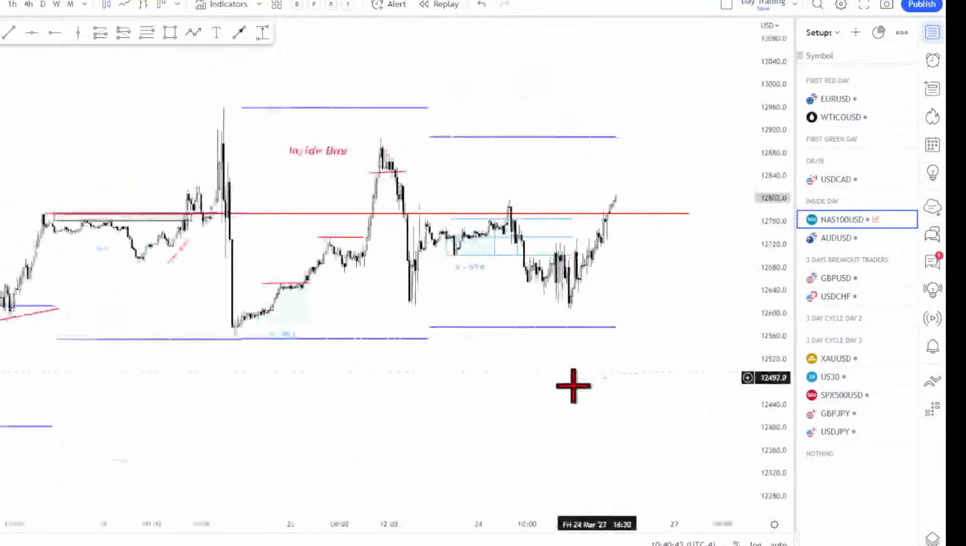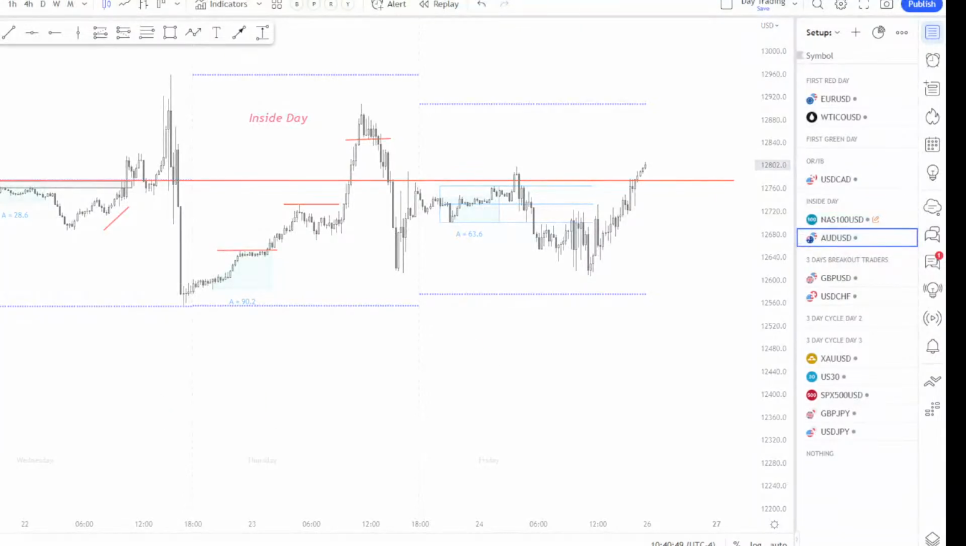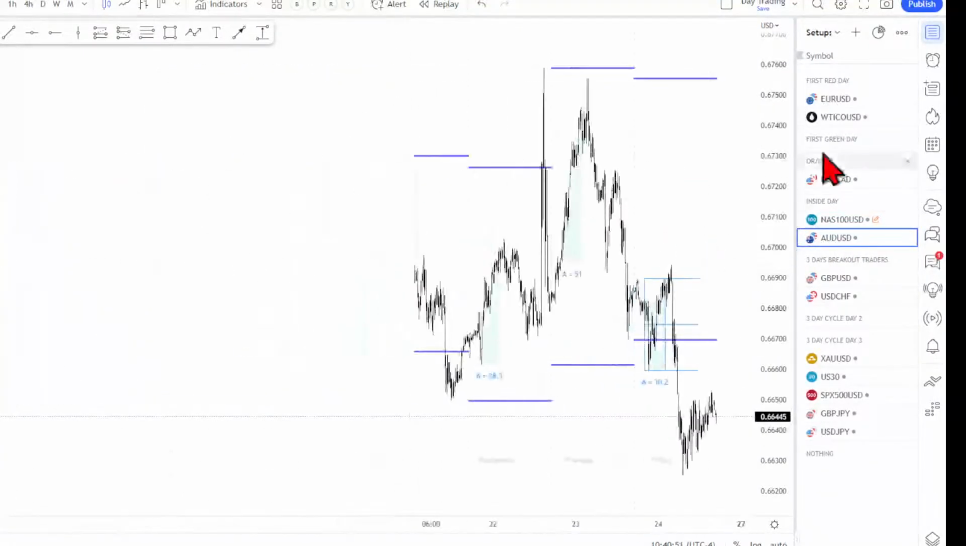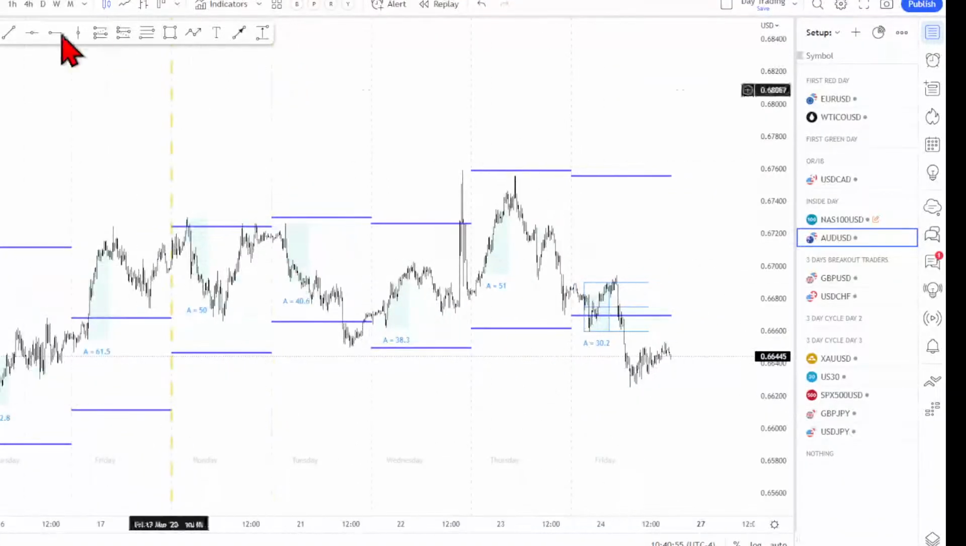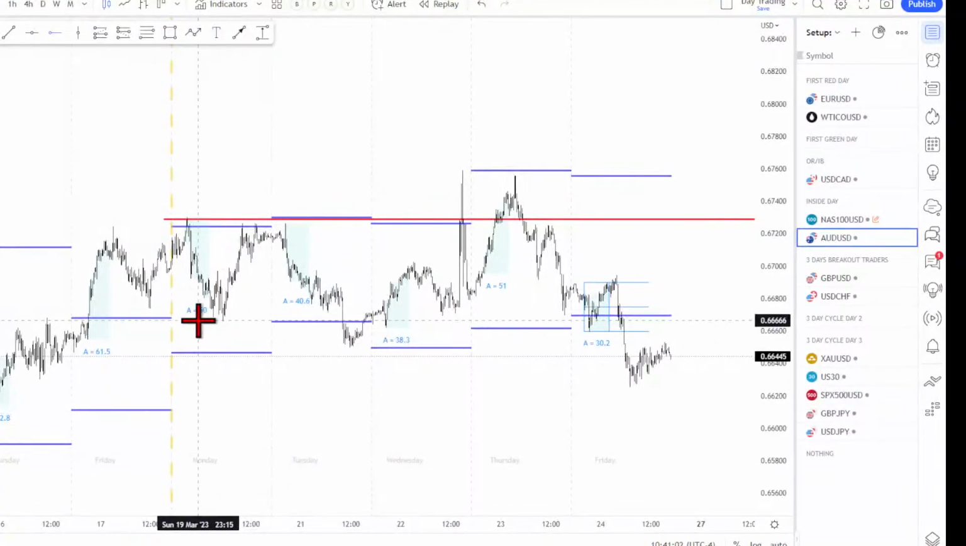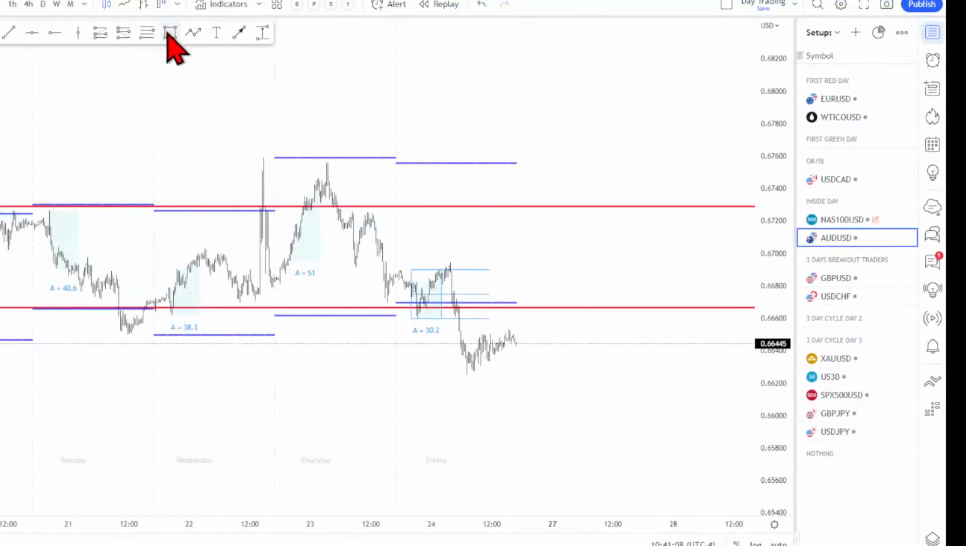I just want to look at the Asian range. Let's move on to something like, what did Australian dollar, US dollar do? Let's look at the weekly range. Opening range high, opening range low. Notice that their breakout has failed on Tuesday, giving us day one of the 3-day cycle down here.